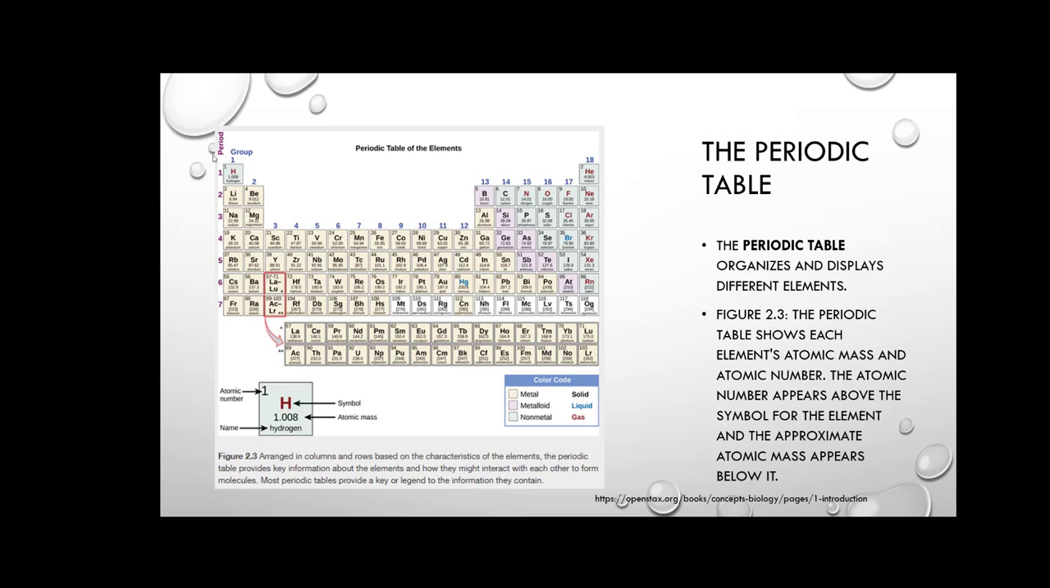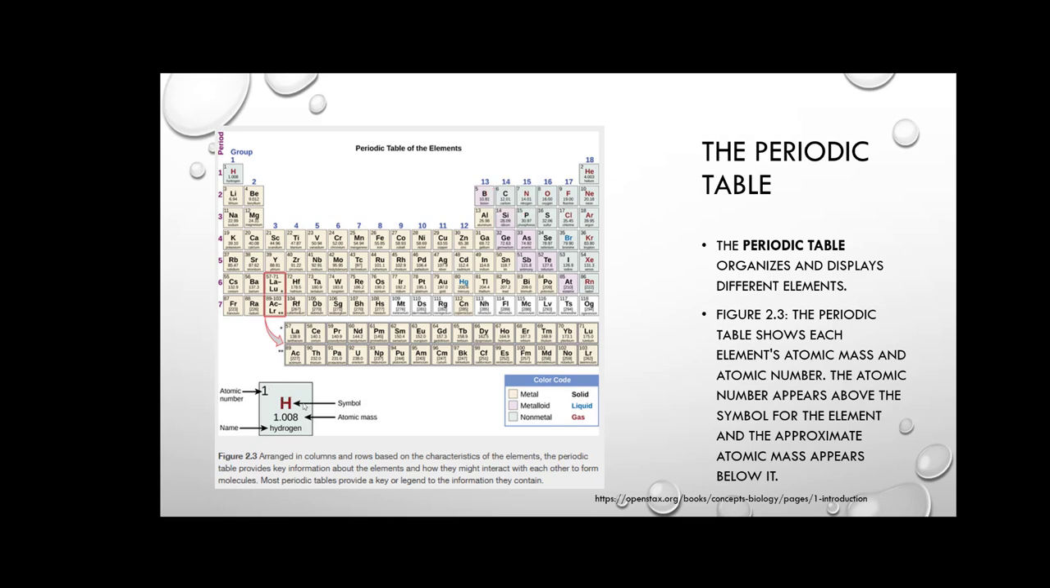Another thing you'll notice is if we look at the individual box. So let's look at, for example, hydrogen, number 1. Hydrogen's atomic number is 1, so right away, I know how many protons it has. It has 1. Just like nitrogen has 7, its atomic number is 7, so I know it has 7 protons. Sulfur, its atomic number is 16, so I know it has 16 protons.